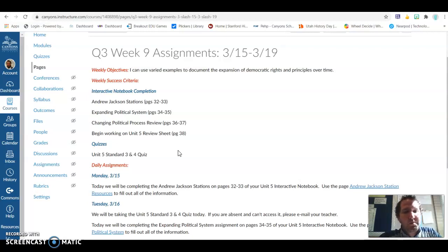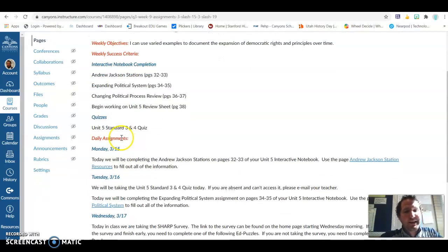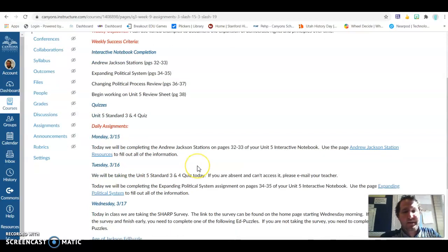In your interactive notebook, you're going to be completing pages 32 through 37 and, if you have a little extra time, begin working on the Unit 5 review sheet. And we are going to be taking the Unit 5 Standard 3 and 4 quiz next Tuesday on the 16th. So make sure you are prepared for that.